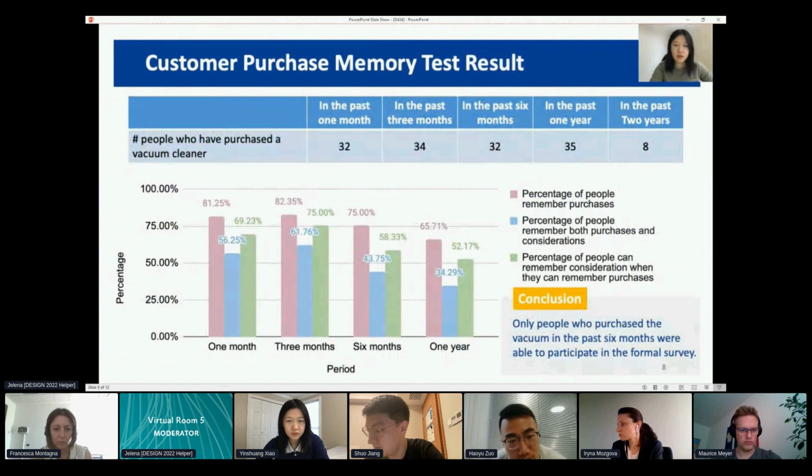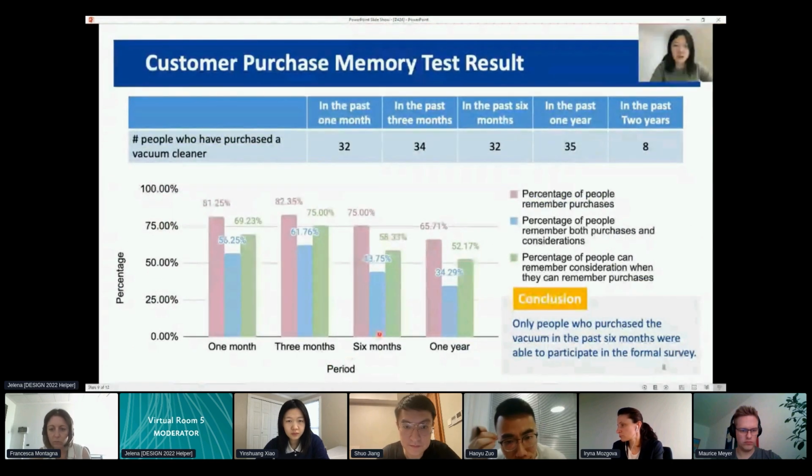Here is the result of the customer purchase memory test. This result gave us much confidence to collect participants' revealed preferences if they purchased a vacuum cleaner in the past 6 months.